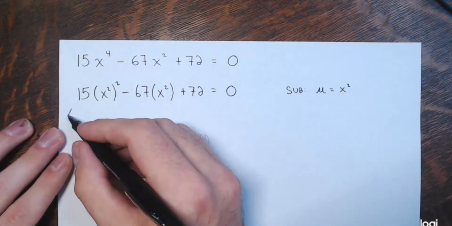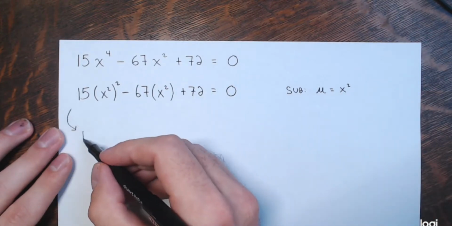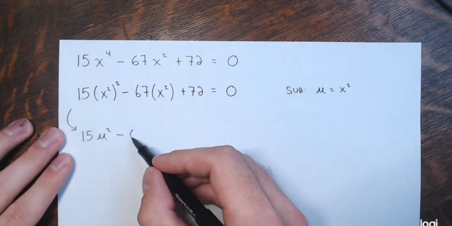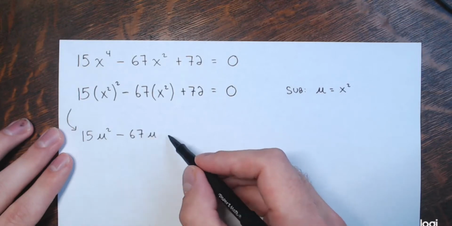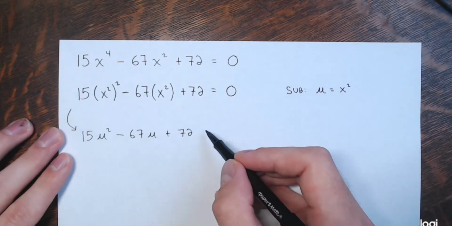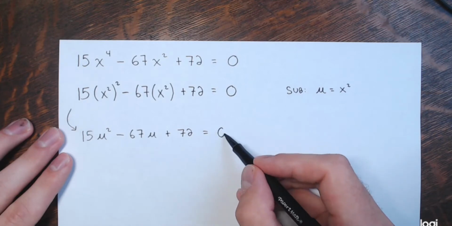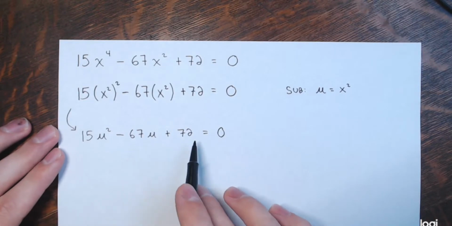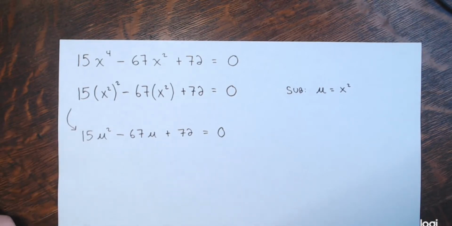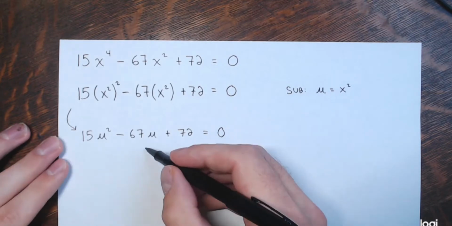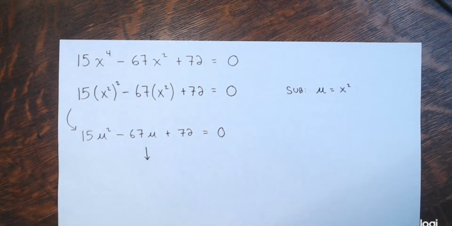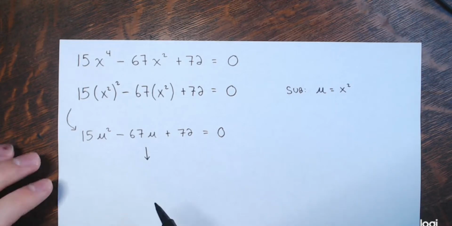So after making the substitution, this equation becomes 15u squared minus 67u plus 72 equals 0. Then I try solving this quadratic equation for u. The numbers are larger here. You could try factoring, it might be factorable, but because the numbers are so big, I'm just going to go to a calculator here.